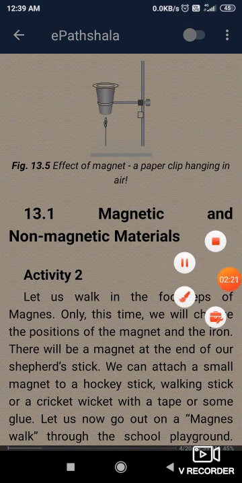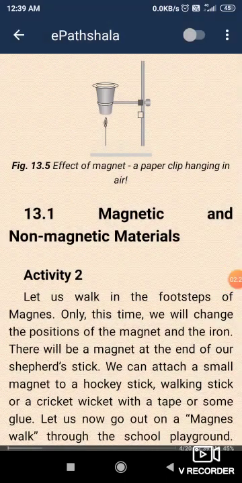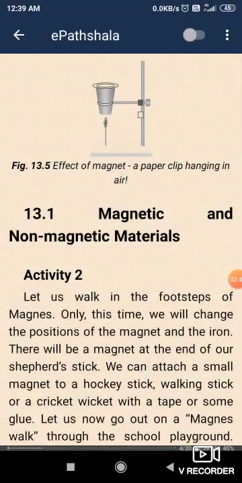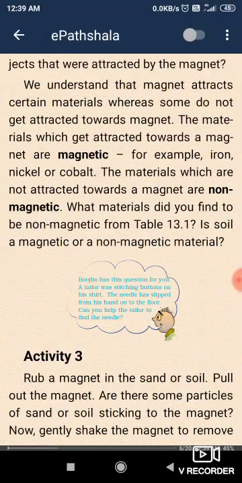Students, in the second activity, we will see about magnetic and non-magnetic materials. Magnetic materials: the materials which get attracted towards the magnet are known as magnetic materials. For example, iron, nickel and cobalt. Non-magnetic materials: the materials which are not attracted towards the magnet are known as non-magnetic materials. For example, leather, plastic, cloth, paper. Magnetic poles: magnetic attraction is maximum near the ends of the magnet. These are called the magnetic poles.